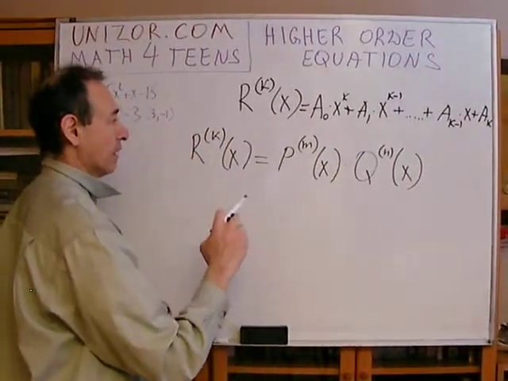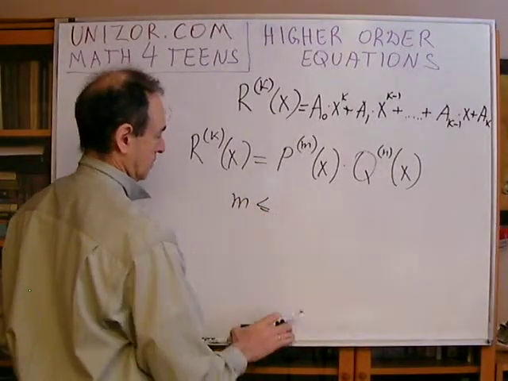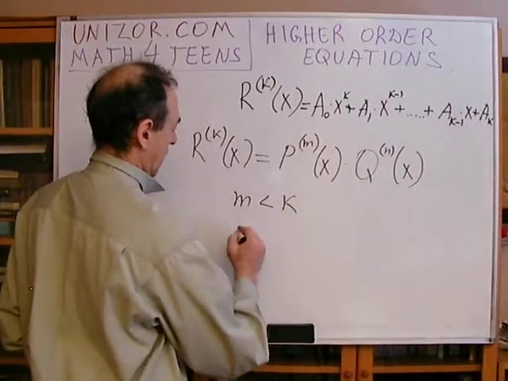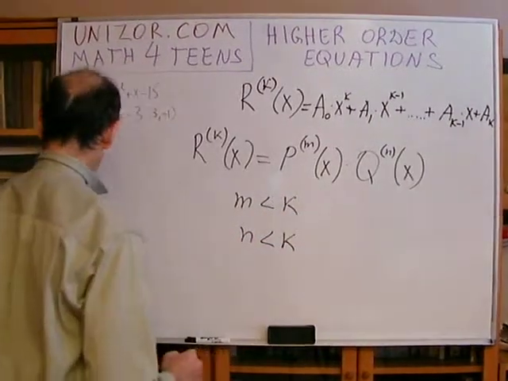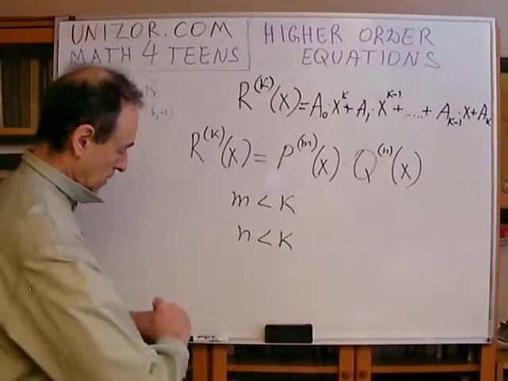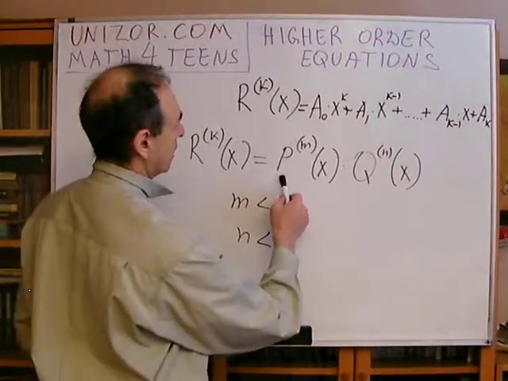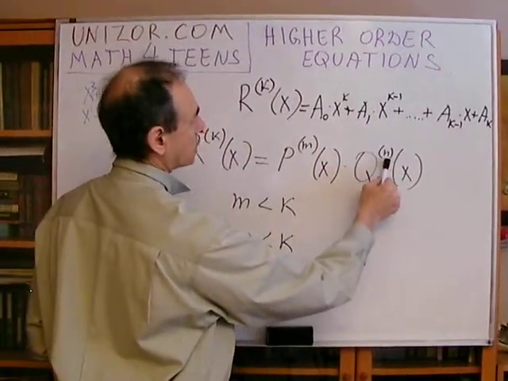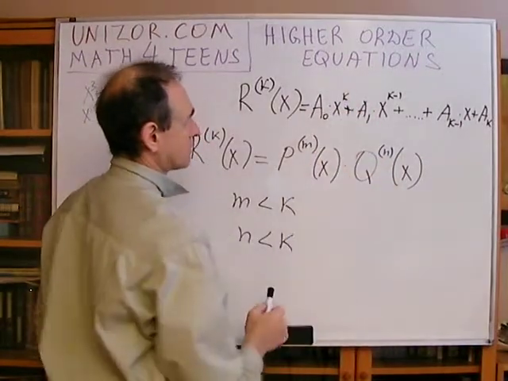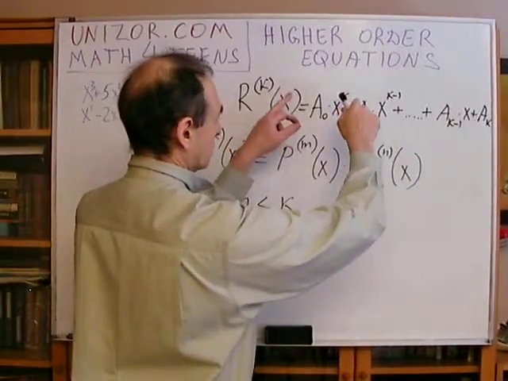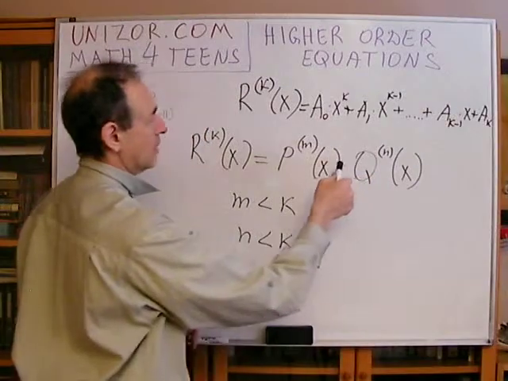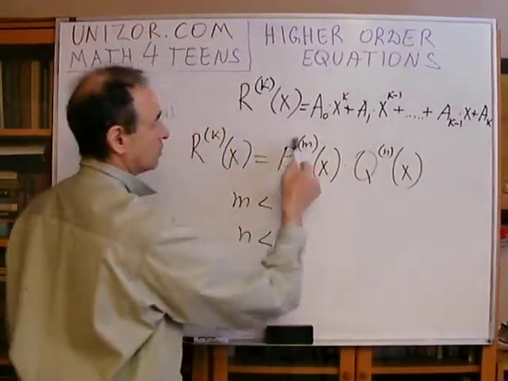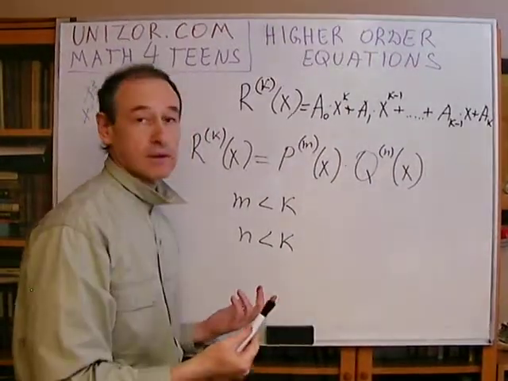What's important is that both m and n should be less than k. Well, obviously, they should be less than k, because if you think about a polynomial of the nth degree, x is in the nth degree, and q is a polynomial of the nth degree, so x has the maximum n. If you multiply them, the highest order will be the highest order of this one, which is m, and the highest order of this one, which is n, and when you multiply them together, you will have m plus n as a degree.